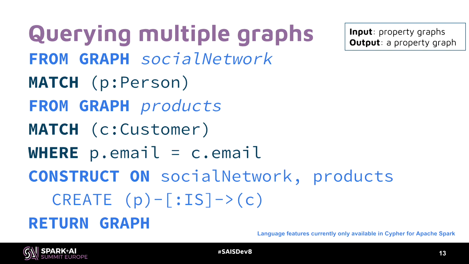So in this case, we don't just construct a new graph, but we construct on top of other graphs. So the final graph we're constructing here is both the social network, the products, and then this newly created node here. Person is C. So essentially we say that person is that customer. And this is how we take both graphs and connect them. So this is like a data integration scenario.